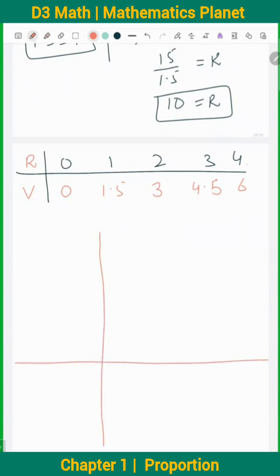Now in direct proportion we have R as 0, 1, 2, 3, 4 and V as 0, 1.5, 3, 4.5, 6. So 0 gives 0, 1 is 1.5, 2 is 3, 3 is 4.5, and 4 is 6. So you get a straight line graph.